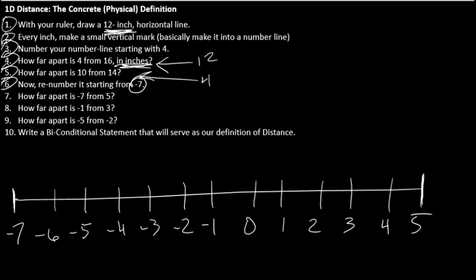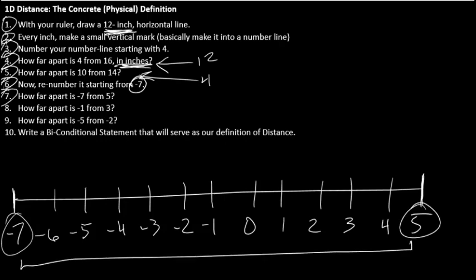All right. So how far apart? You're going to recognize this. How far apart is -7 from +5? Well, again, this is a 12-inch line that we drew, so our distance between the start and the finish is again 12. Oh, can't write. Meant to write a 12 there. Our distance there is 12.